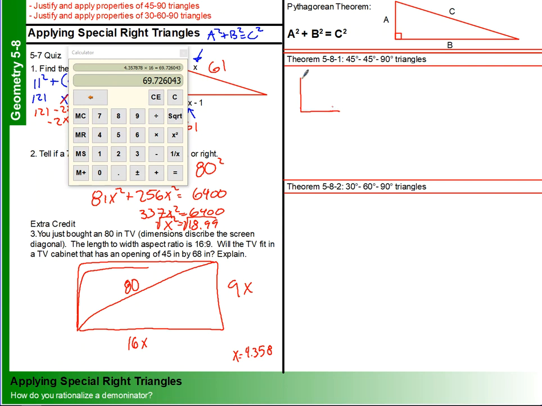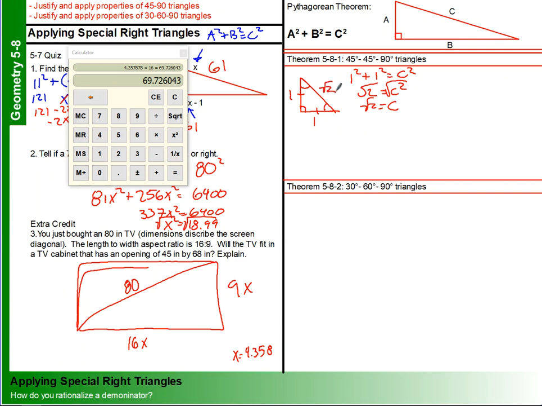But if I have an isosceles right triangle, let's call this side length 1. That means that my other side length is also 1 because an isosceles triangle has 2 equal legs. Actually, that's not entirely true. It has 2 equal sides, not necessarily legs. And it also has 2 equal angles. Well, using the Pythagorean theorem, we have 1 squared plus 1 squared is equal to c squared to find the hypotenuse. So I get 2 is equal to c squared. So c is equal to the square root of 2.